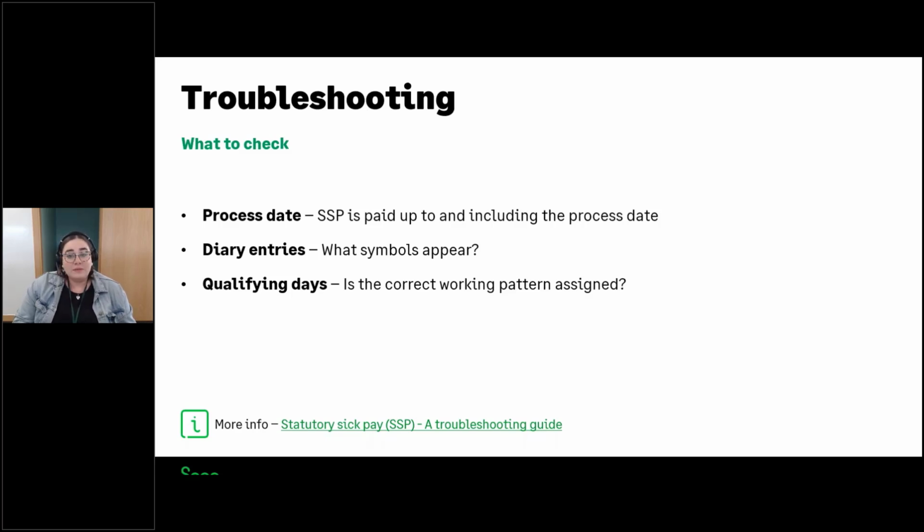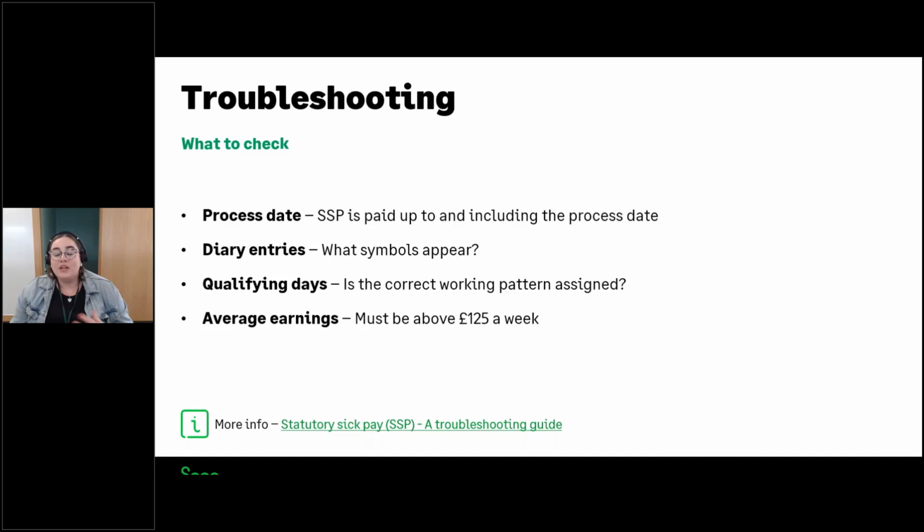And a couple more things to bear in mind. If nothing's calculating, I would also advise checking the average earnings, and you can do that in the SSP information. It must be above that £125 per week in order for the employee to qualify for SSP. So just double check that, make sure the payments that it's using is correct. You are able to change that figure if needed. So if it is showing the wrong figure, you are able to recalculate, or just double check that in there.